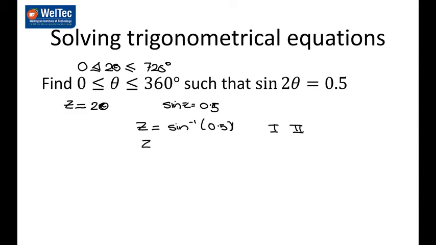So Z is going to be 30 degrees, or 180 minus 30 degrees, which would be 150. Now, we can go all the way up to 720, so we can add 360. We can go around again, so it would be 30 plus 360, which would be 390, or it would be 510.